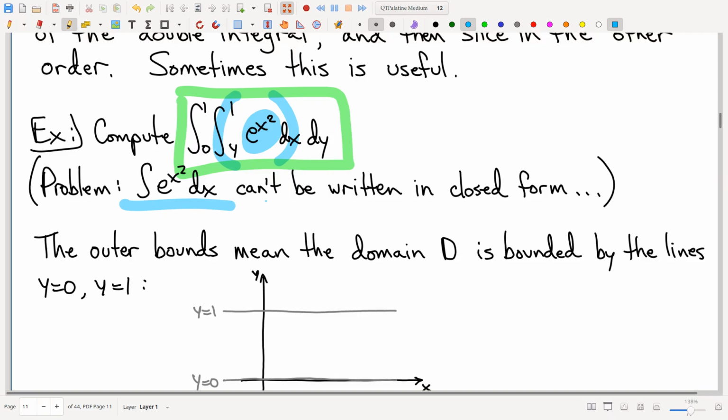So this seemingly innocent-looking iterated integral is actually just a non-starter. We just can't even start. It's dead in the water. So what do you do when you are stuck?